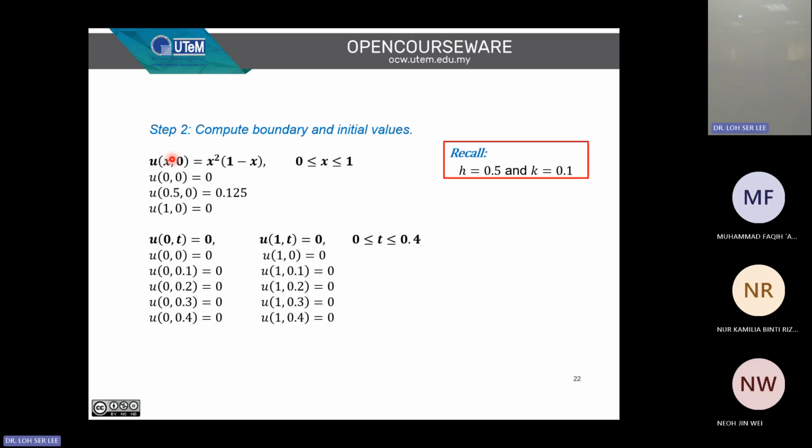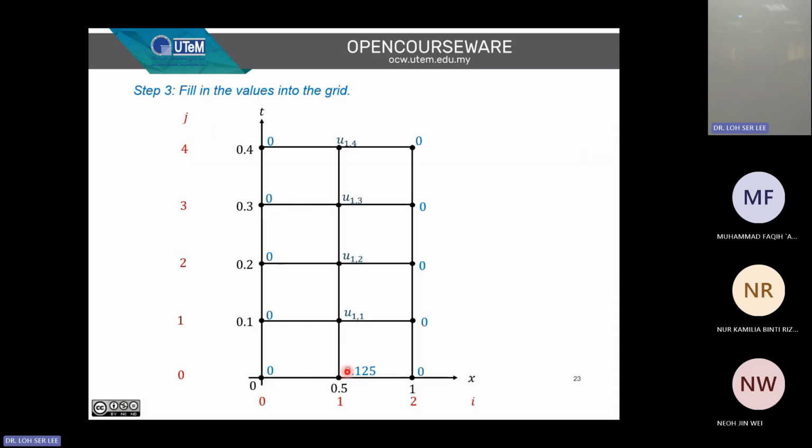And this one, since you have 3 different x, you have to substitute these 3 different x into this x to get their corresponding right-hand side values. Then substitute all these values into the grid. And here all 0, all 0. Label the internal points. This one is U11, this one is U12, 13, and 14.